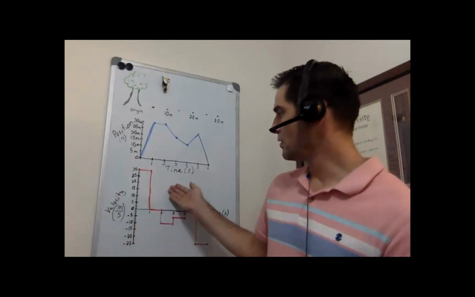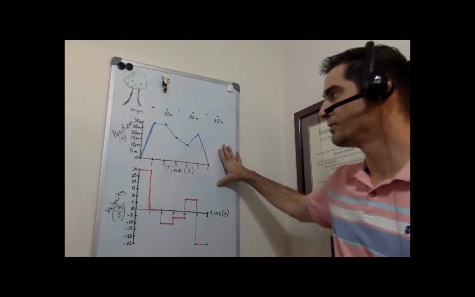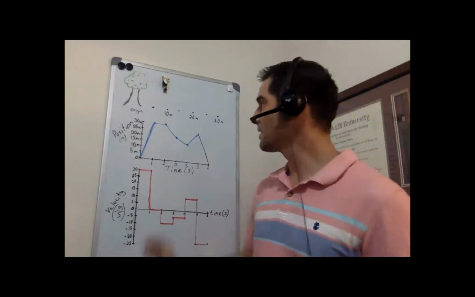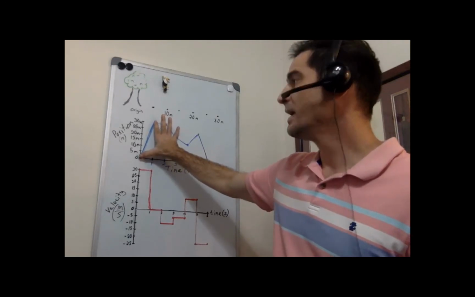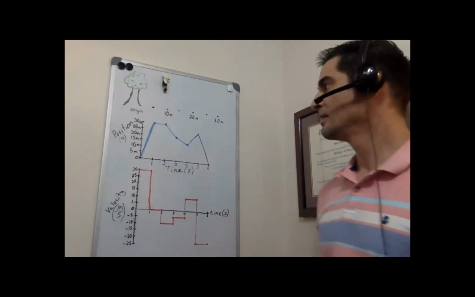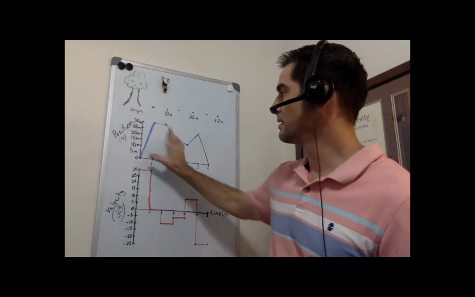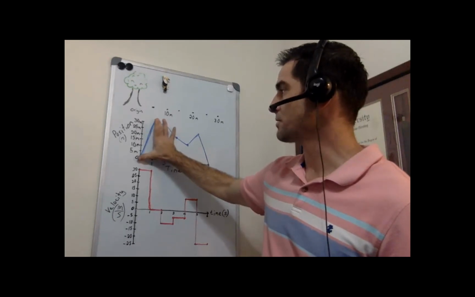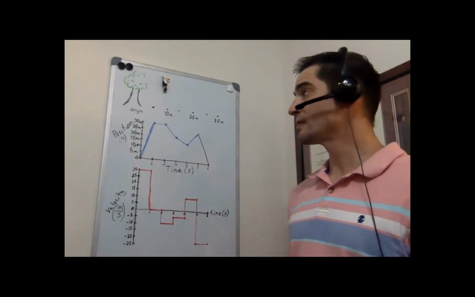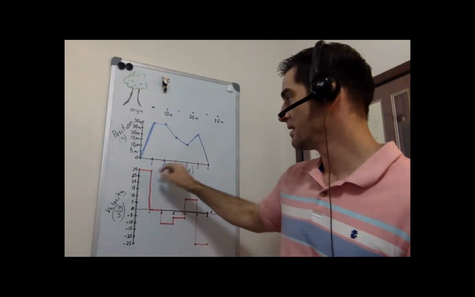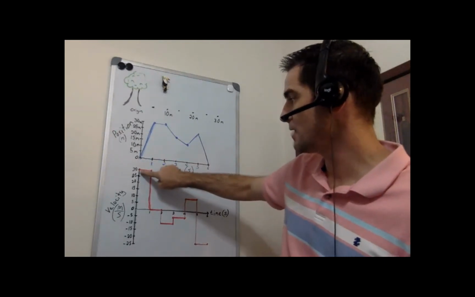I plotted the same motion on a velocity time graph. Now let's compare the two. Remember, the slope of the line on the position time graph is the velocity. So from 0 to 1 second, we moved 30 meters in the positive direction. So we went 30 meters in 1 second, or 30 meters per second. So between 0 and 1, we're moving at 30 meters per second.